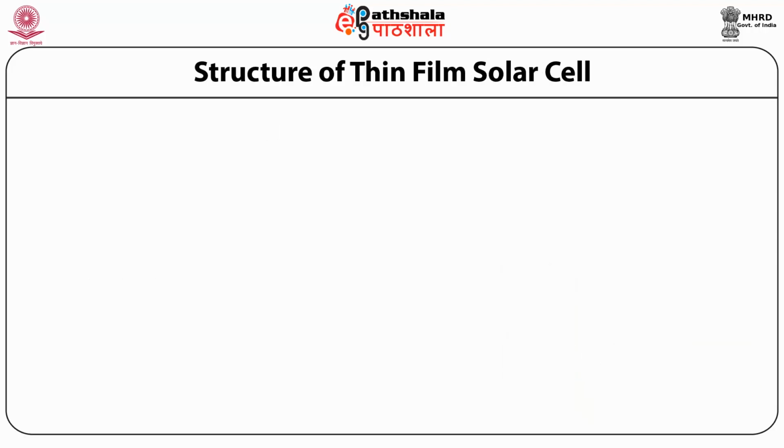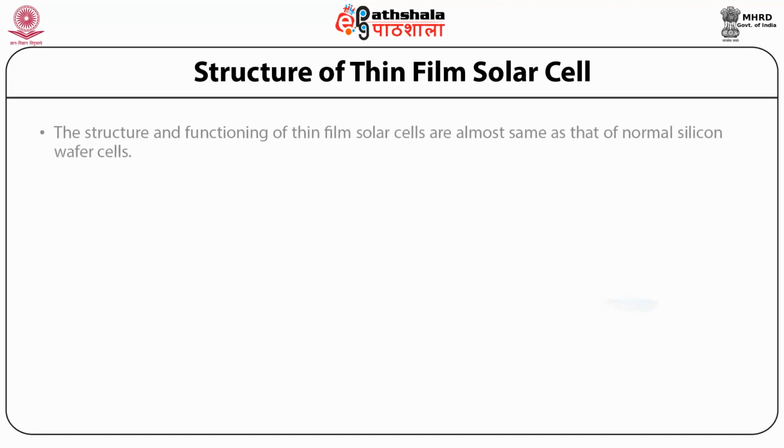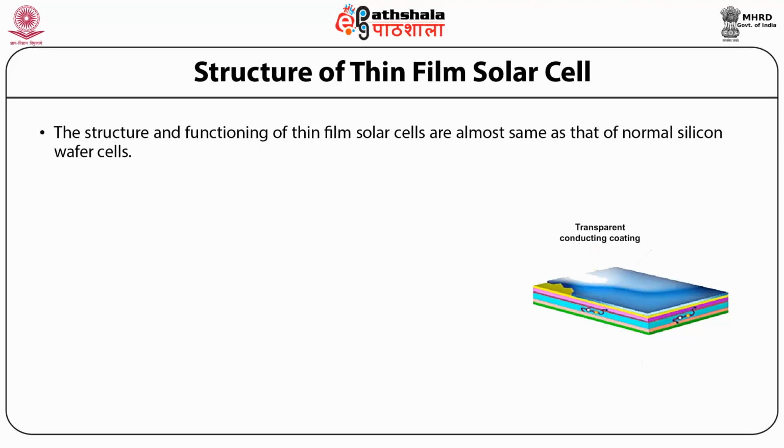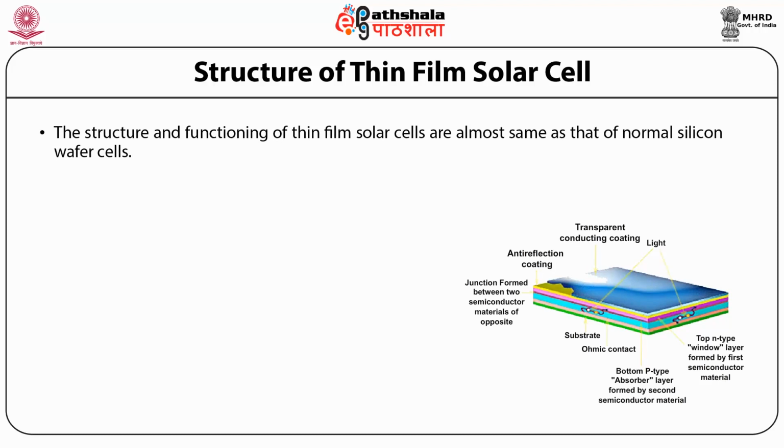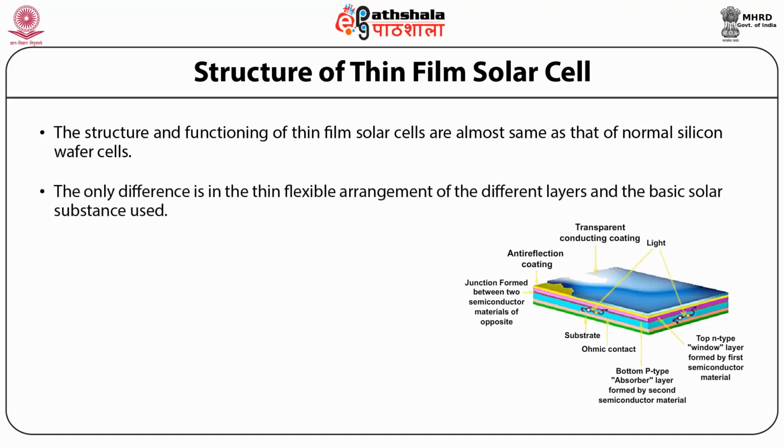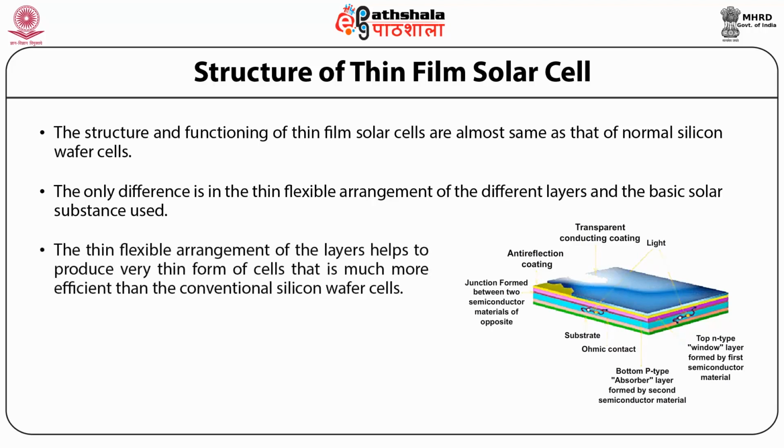Let us now discuss the structure of thin film solar cell. The structure of thin film solar cell is shown below in the given figure. The structure and functioning of thin film solar cells are almost the same as that of normal silicon wafer cells. The only difference is in the thin flexible arrangement of the different layers and the basic solar substance used. The thin flexible arrangement of the layers helps to reproduce very thin form of cells which are more efficient than the conventional silicon wafer cells.